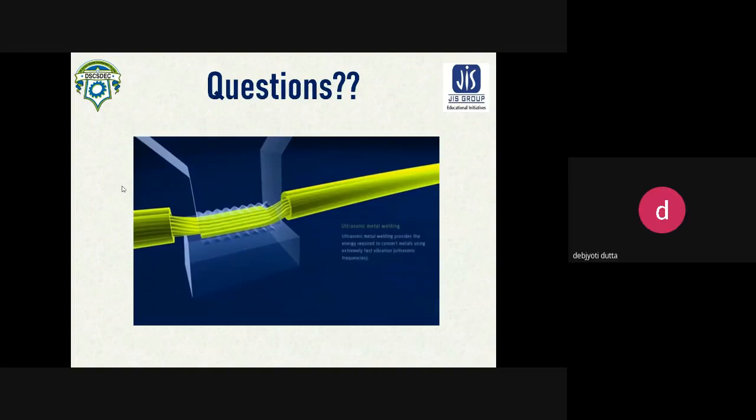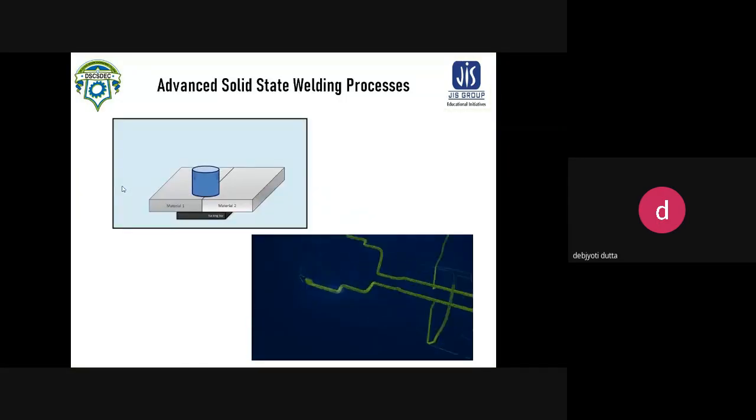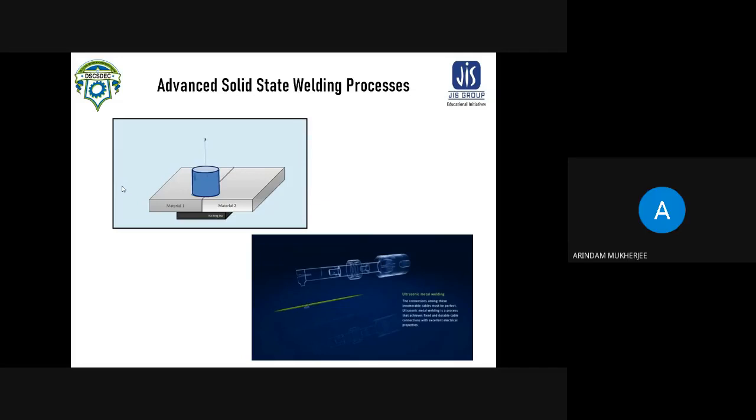Sir, I have one question. Yeah, sure. Sir, what did you tell about that picture which was above the ultrasonic welding? What kind of welding was that? This one is friction stir welding. Okay. Anyone, any questions?